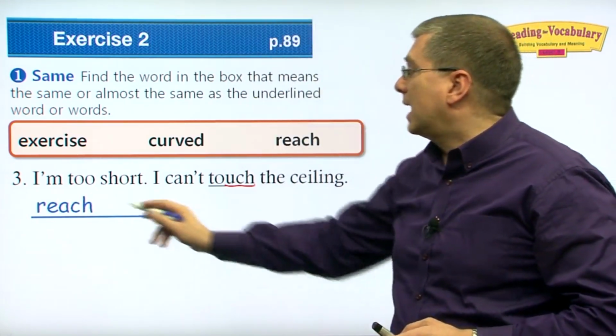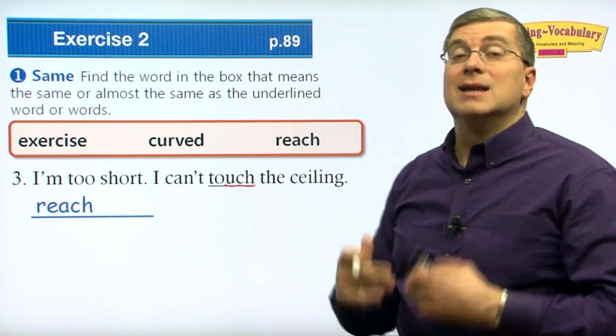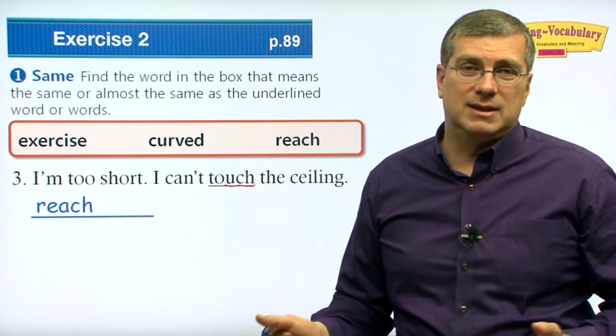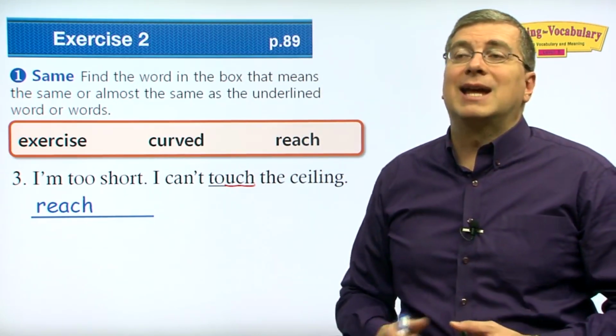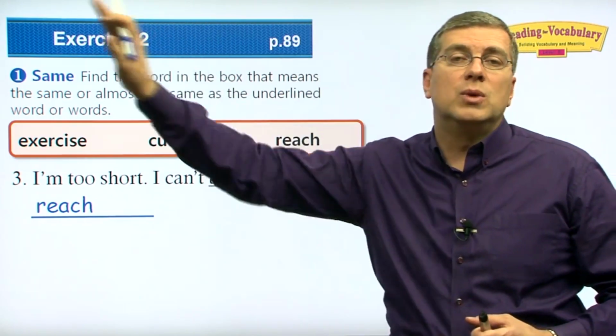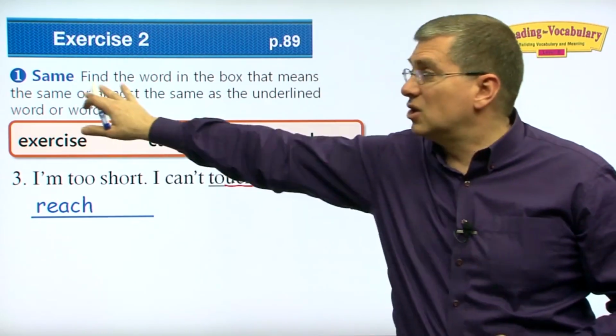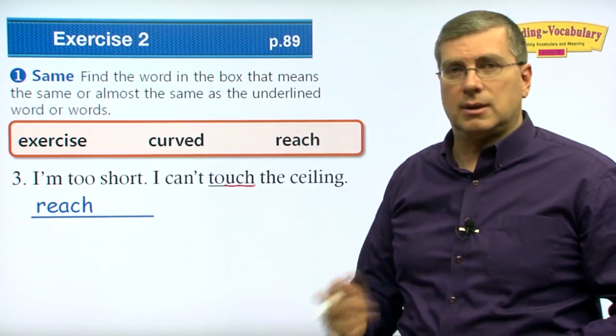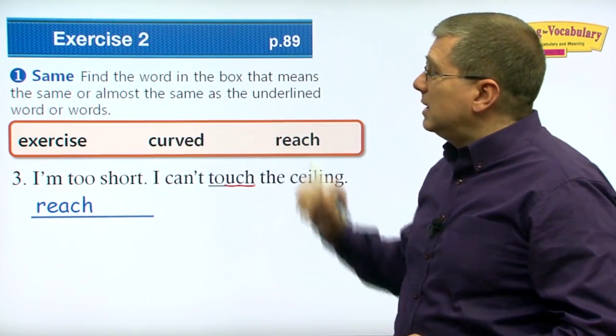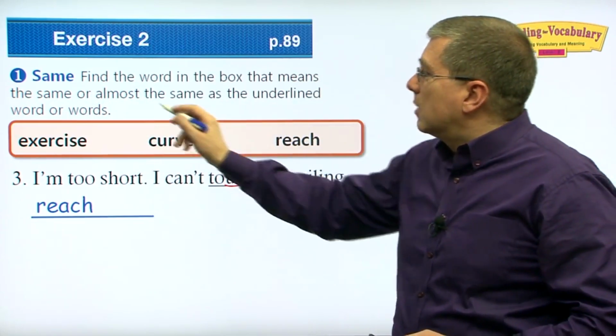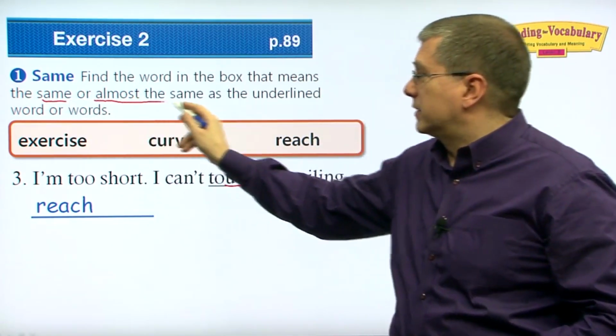You are reaching. I can't reach the ceiling. Same word. That would be exactly the same. Not similar, the same. I can't touch the ceiling. I can't reach the ceiling. I can't touch the television. I can't reach the television. Okay? Same thing. So this exercise is finding words that are the same or almost the same.